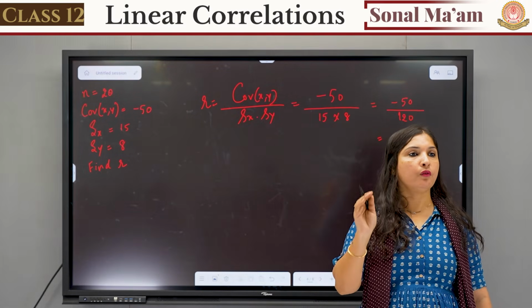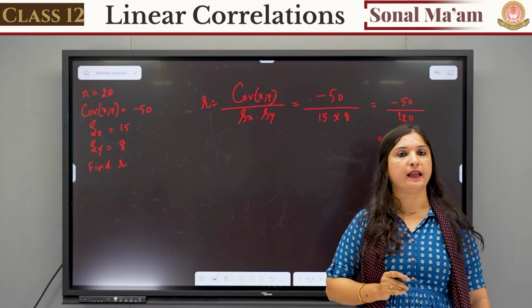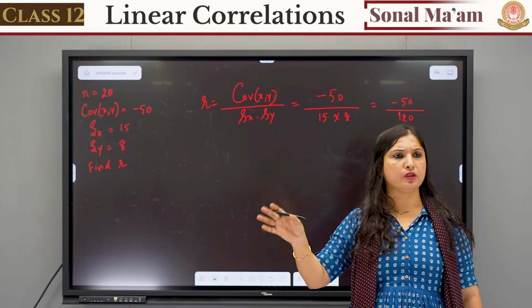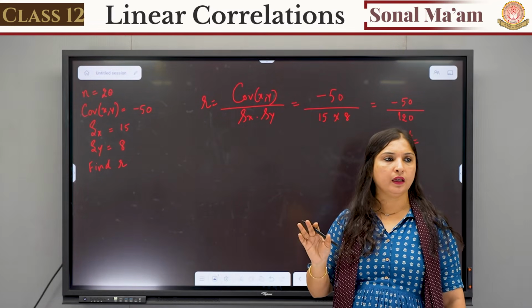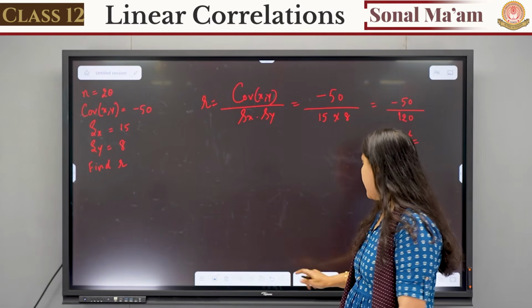This was very simple. The initial formula. What is the initial formula? Covariance divided by Sx into Sy. Everything was readymade given to you. Easy. Shall we move forward? Yes.